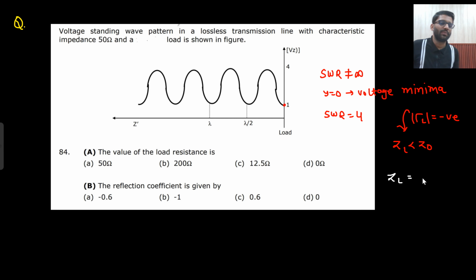Formula of ZL is equal to S Z0 or Z0 by S. Which one will you pick? Here ZL is less than Z0. That means this one you have to pick and this you will eradicate. So ZL is equal to Z0 by S.